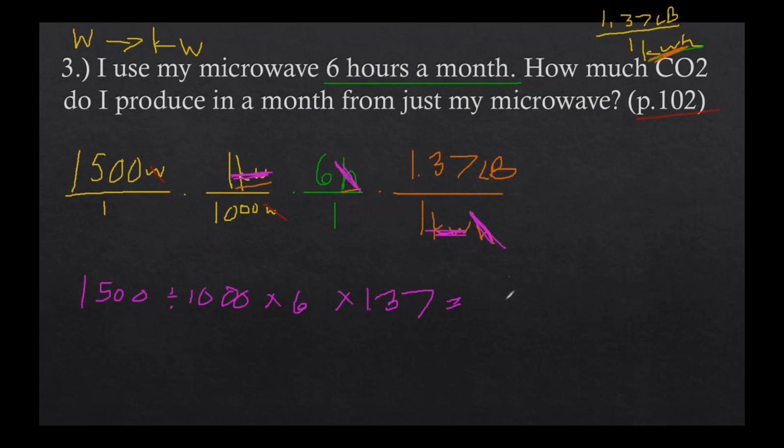Oh, 12.3, absolutely correct. You definitely produce more carbon dioxide driving than you do by using electricity, right? It is what it is.